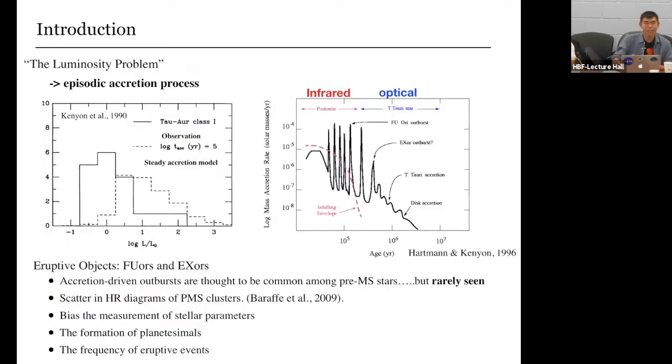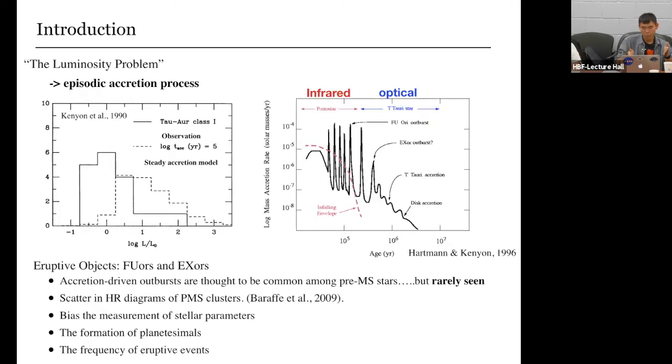All of those episodic accretion processes help us to understand the luminosity problem, which was mentioned in the previous talk. There is actually a one order of magnitude difference between the observation and the theoretical model for a class 1 object. The observed class 1 object is much fainter than predicted from the steady accretion model. To solve this, Lee Hartmann proposed this episodic accretion process that predicted a lot of accretion bursts in the protostar and T Tauri star stage.